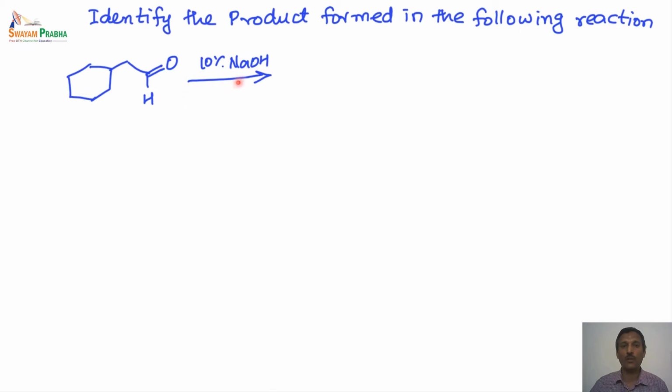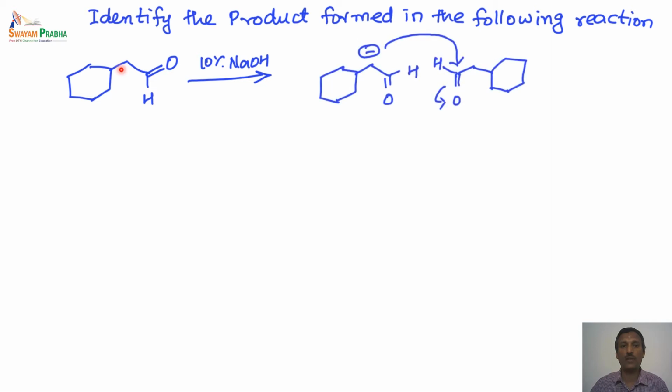Some of the things we have to understand first is this is a basic condition. So hydroxide ion is a strong nucleophile as well as a base, so that is used in this reaction. And we have an aldehyde. The aldehyde is having an alpha hydrogen. So these are some of the clues given in this reaction. Based on that, we will have to identify how the reaction actually proceeds.